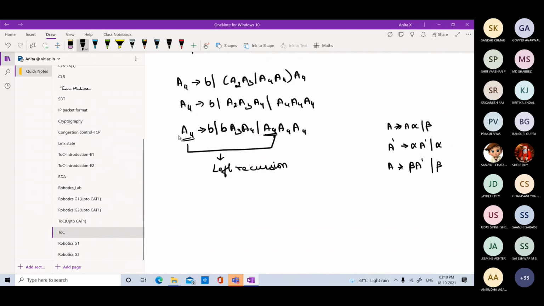So here there is left recursion. Here there is left recursion. So I have to eliminate it. How am I going to eliminate this? That is what we are going to see.